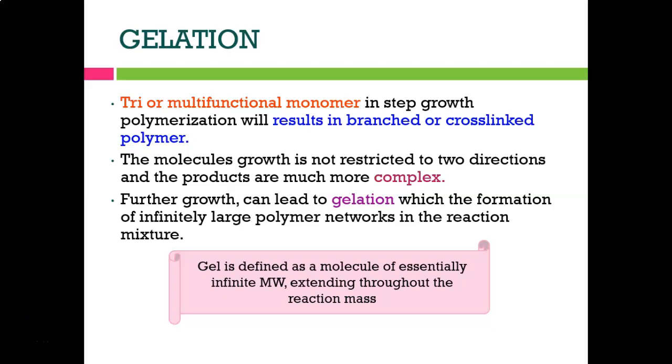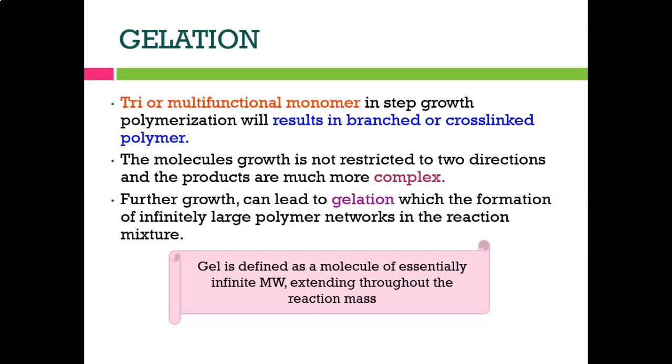Okay, before we proceed with the calculation to calculate the average functionality, first we will go through some theory of gelation. Tri or multifunctional monomer in step growth polymerization will result in branched or cross-linked polymer.